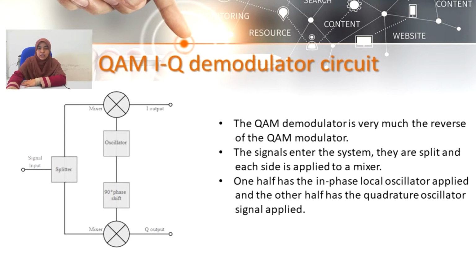Next is the QAM IQ demodulator circuit. The QAM demodulator is very much the reverse of the QAM modulator. The signals enter the system, they are split and each side is applied to a mixer. One half has the in-phase local oscillator applied and the other half has the quadrature oscillator signal applied.